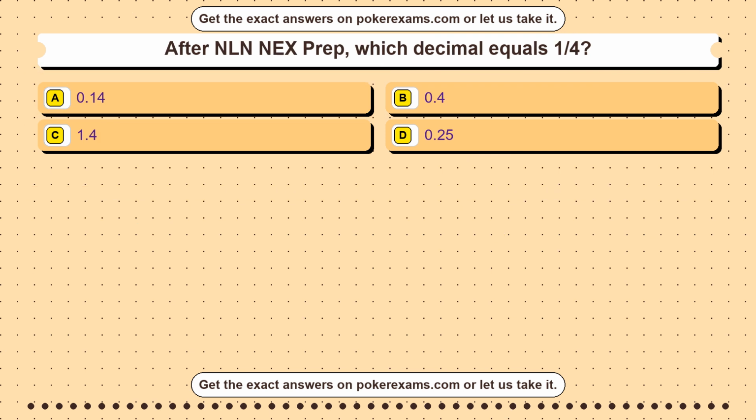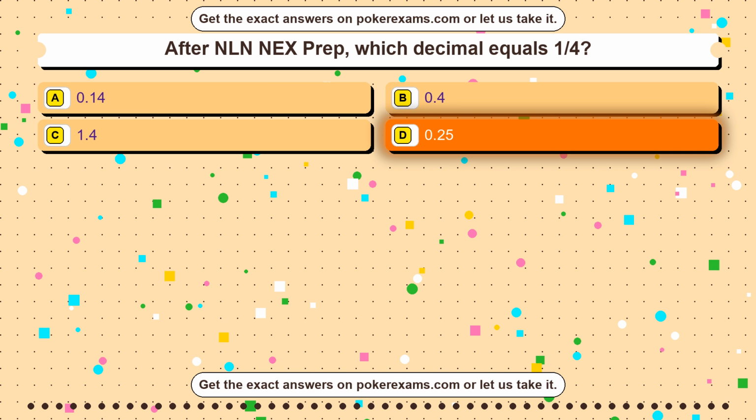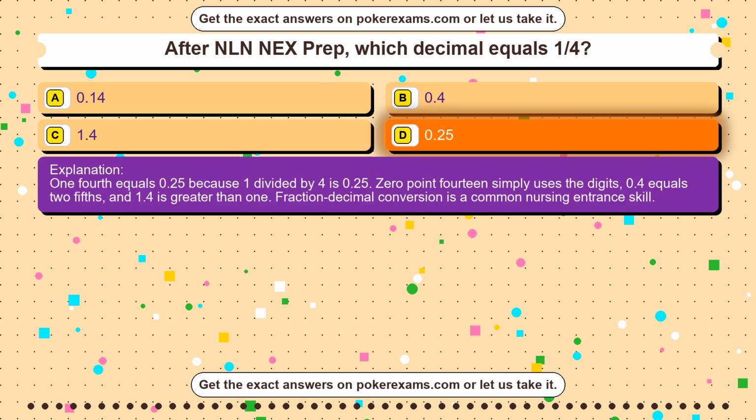Question 46. After NLN NEX Prep, which decimal equals 1/4? Option A, 0.14. Option B, 0.4. Option C, 1.4. Option D, 0.25. The correct answer is option D, 0.25. 1/4 equals 0.25 because 1 divided by 4 is 0.25.